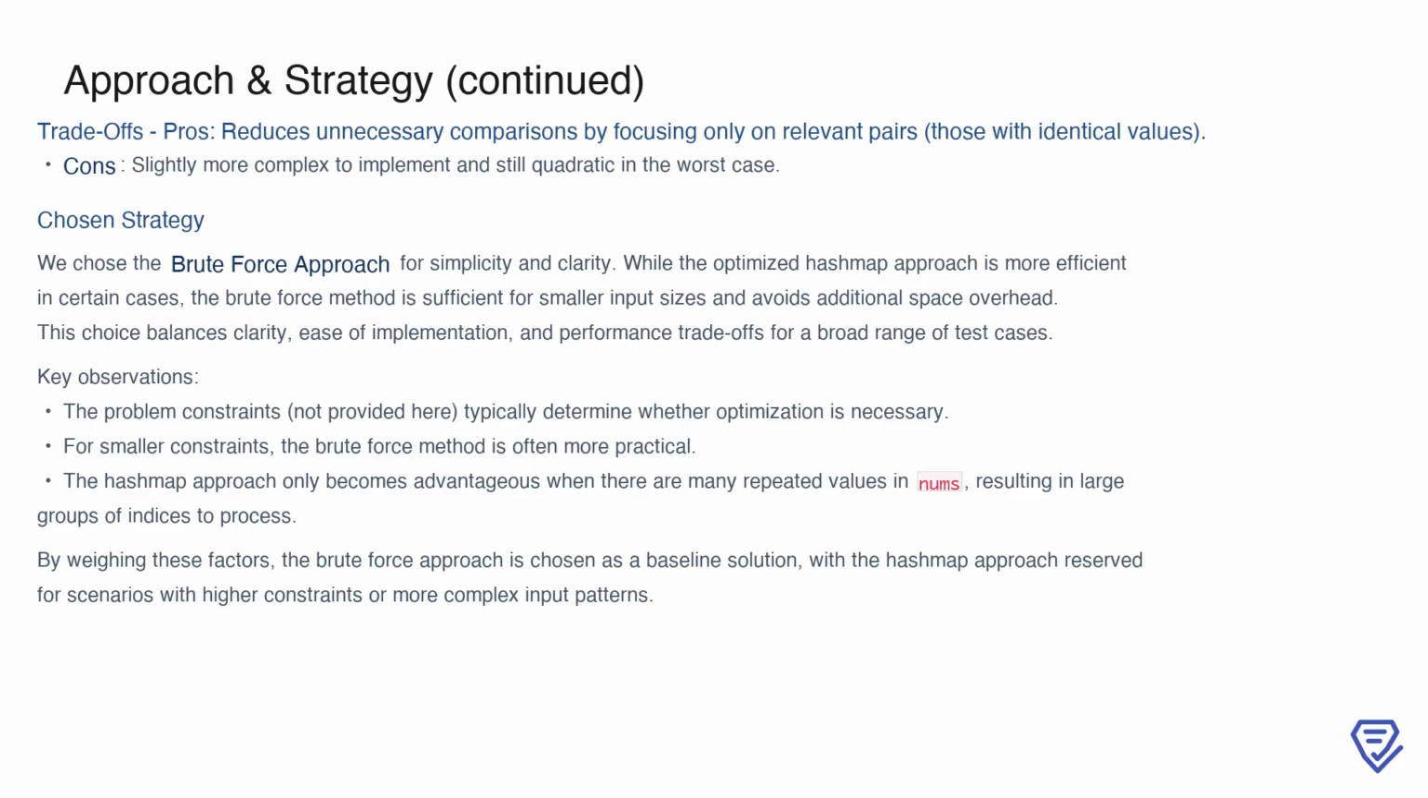The decision to use brute force is based on a balance of factors. The problem constraints often indicate whether optimization is essential, and for smaller constraints, the brute force approach is more practical. The hash map approach becomes advantageous when the array contains many repeated values, leading to large groups of indices. However, since the brute force method is easier to understand and implement as a baseline solution, it is a suitable choice for tackling a broad range of test cases, while the hash map method can be reserved for scenarios with higher constraints or more complex input patterns.